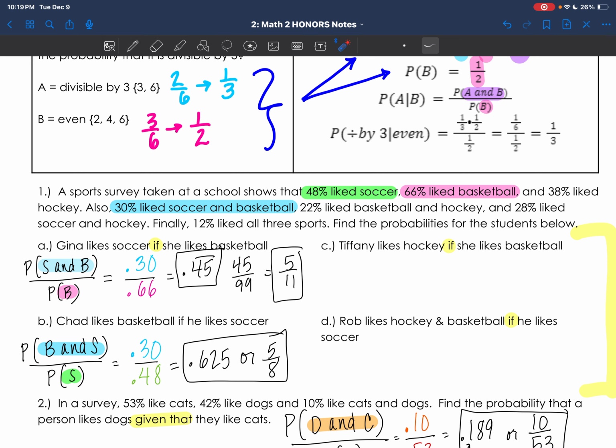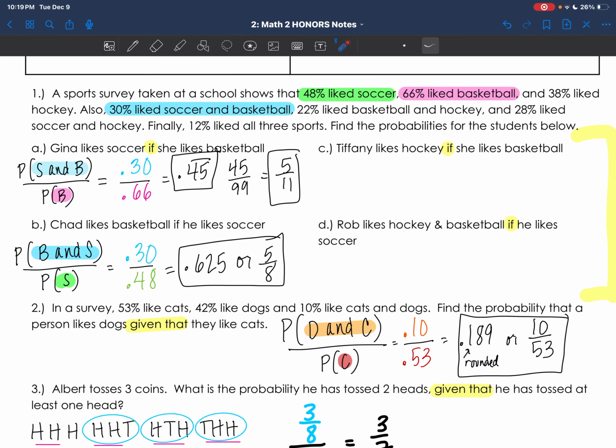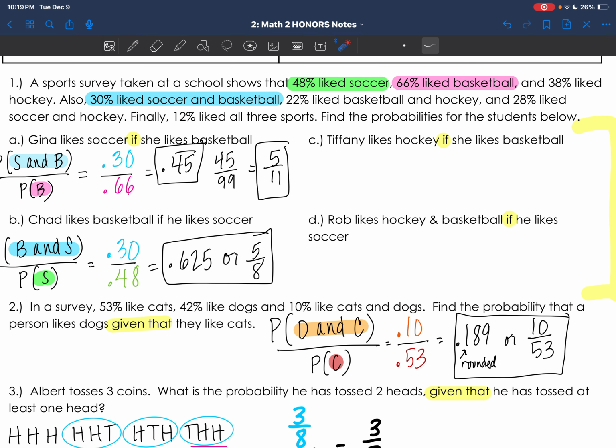So just go ahead and try those two. All right, so let's try this next one. It says, in a survey, 53% like cats, 42% like dogs, 10% like cats and dogs. Find the probability that the person likes dogs given that they like cats. So we know, given the cats, how many people like dogs and cats, and then figure that out.